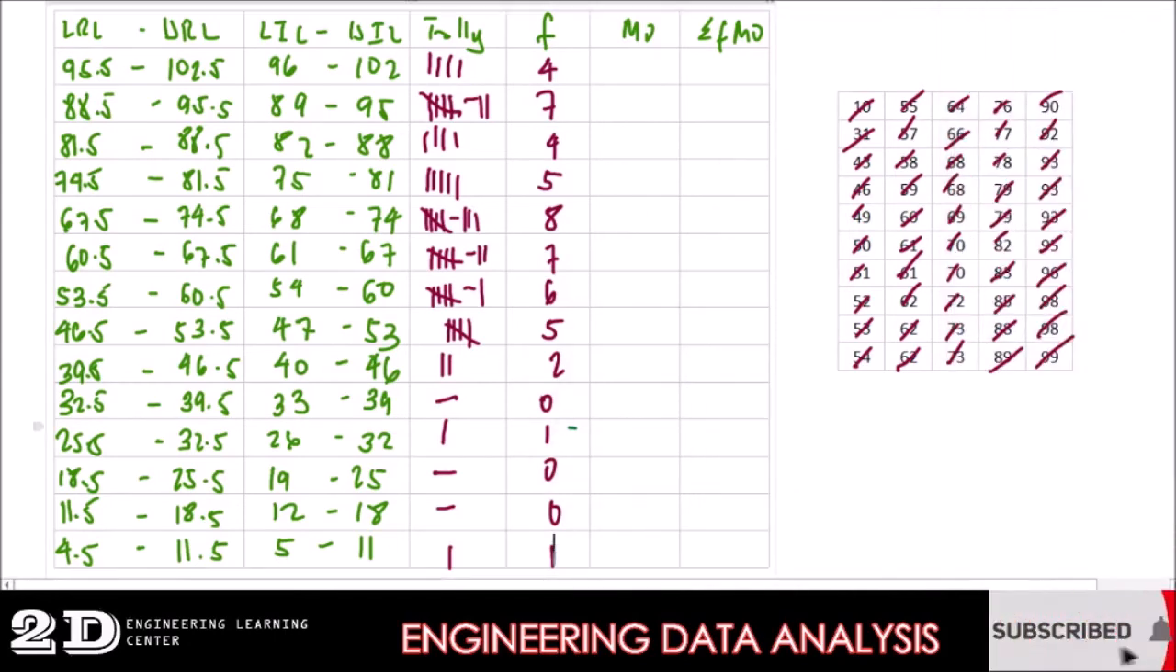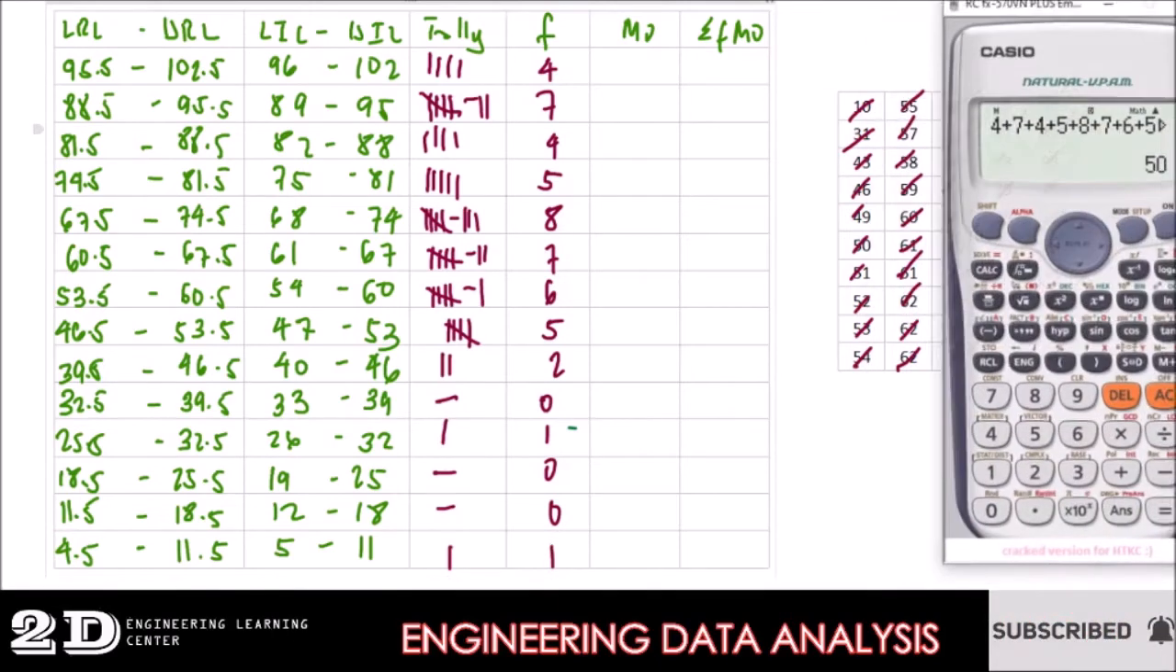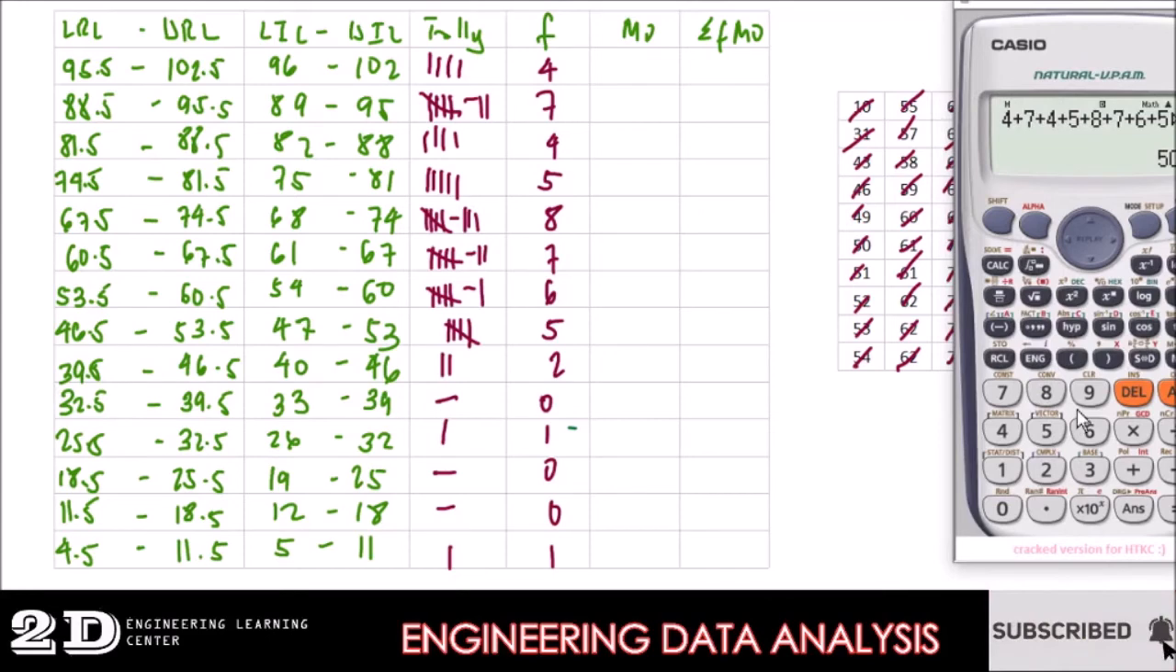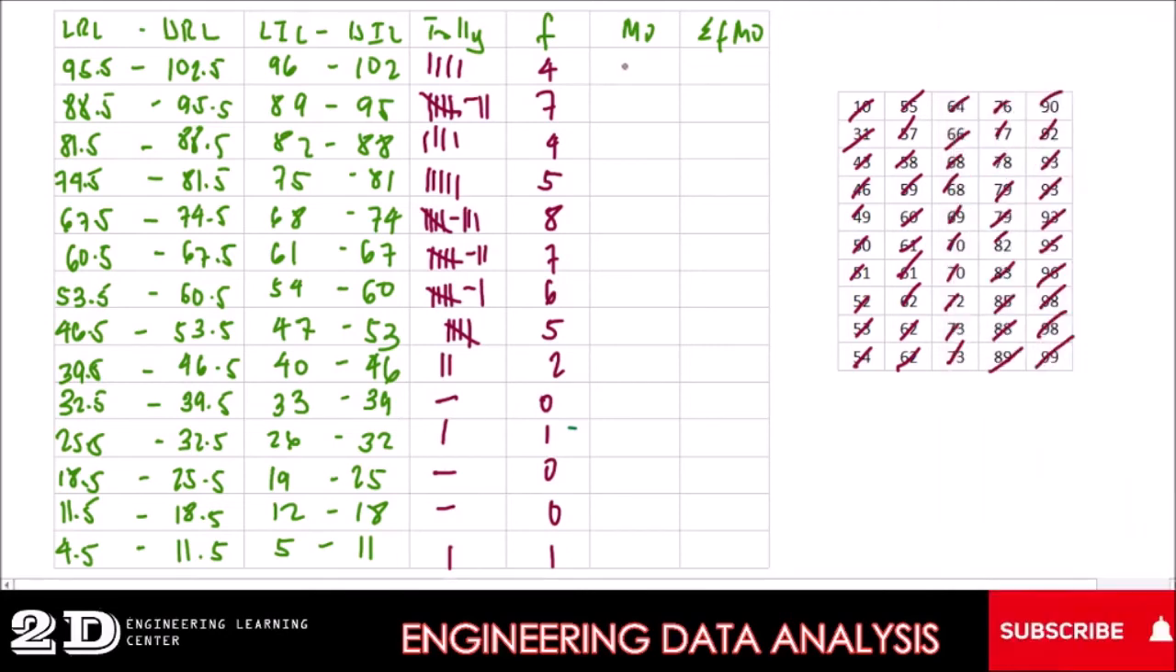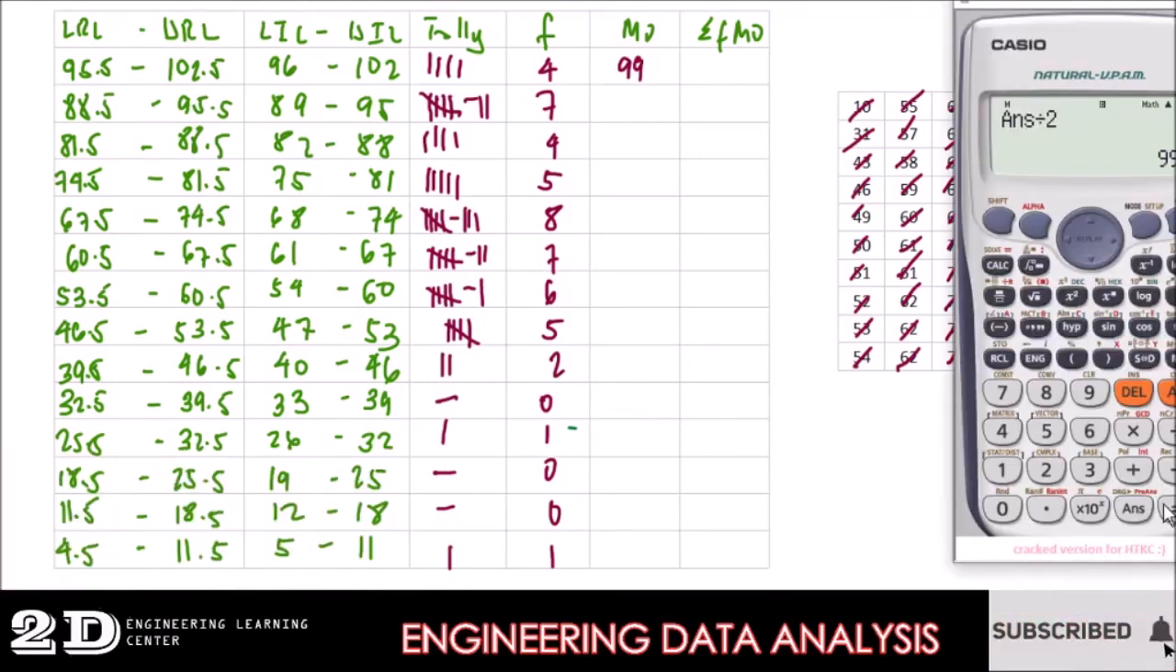Now we will get the midpoint. Just have our calculator. So we just have 96 plus 102, that is equal to 198, divided by 2, and that will be 99. Then we'll just deduct 7 from our 99. 99 minus 7 is 92.